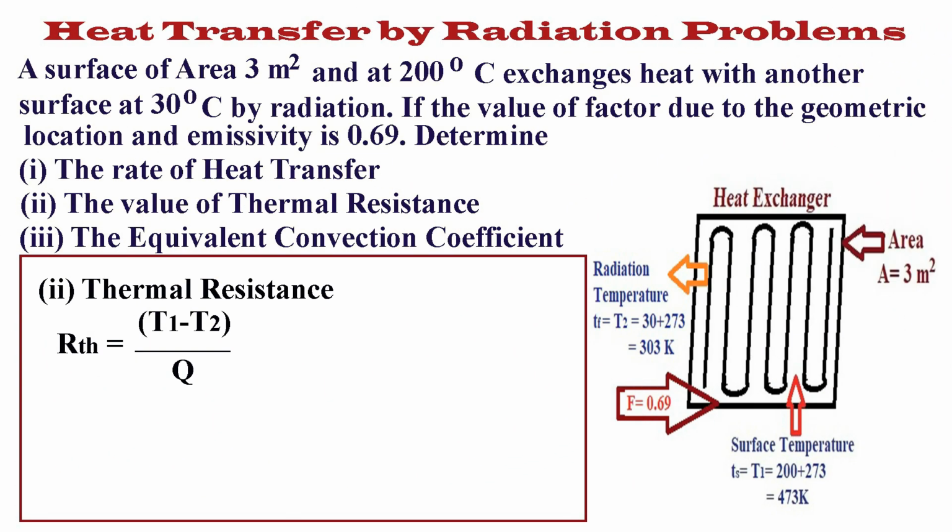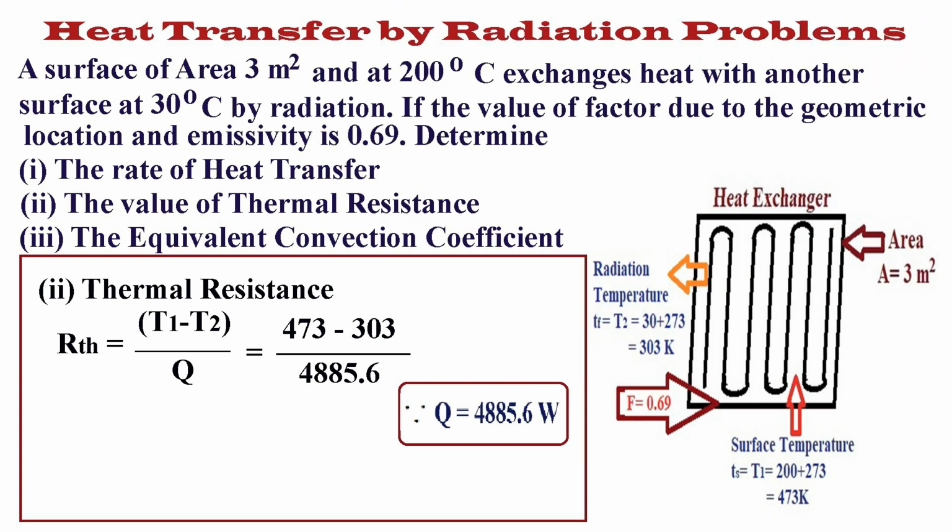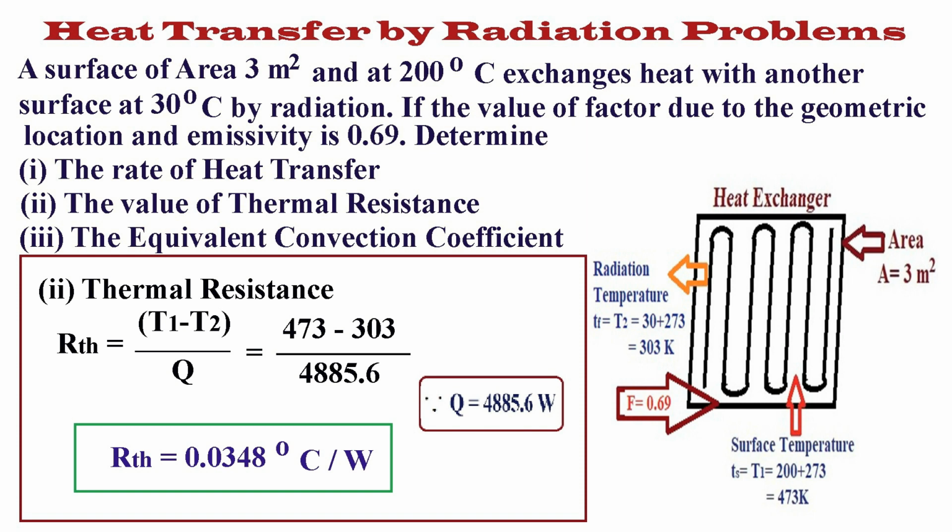Second, thermal resistance Rth. Here Rth is equal to the temperature difference divided by the heat transfer, that is T1 minus T2 divided by Q. So now substitute the values in this equation. T1 is equal to 473 and T2 is equal to 303, and previously we calculated the heat transfer Q is equal to 4885.6. So finally the thermal resistance Rth is equal to 0.0348 degrees centigrade per watt.